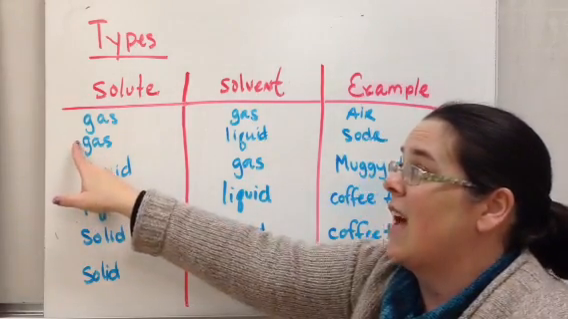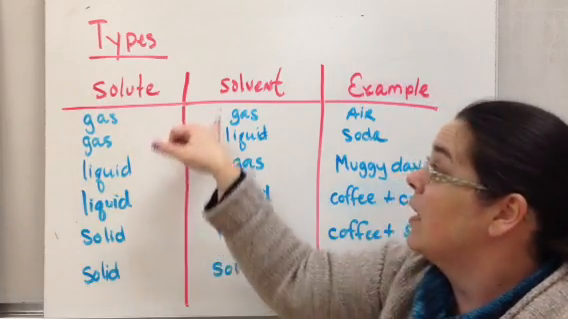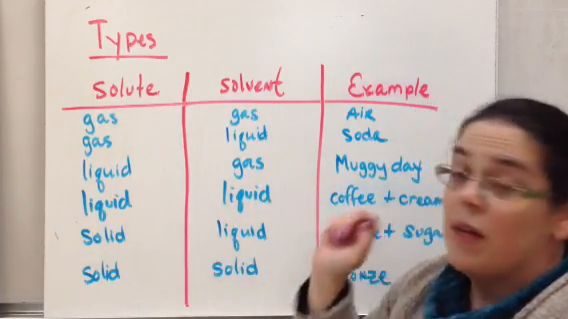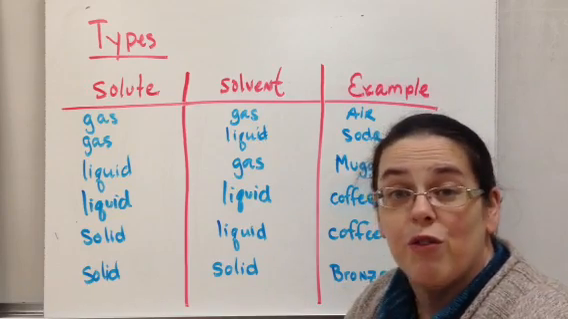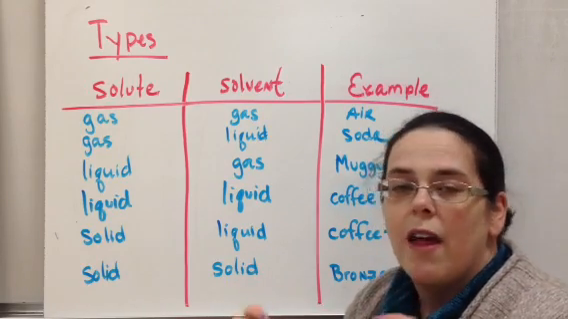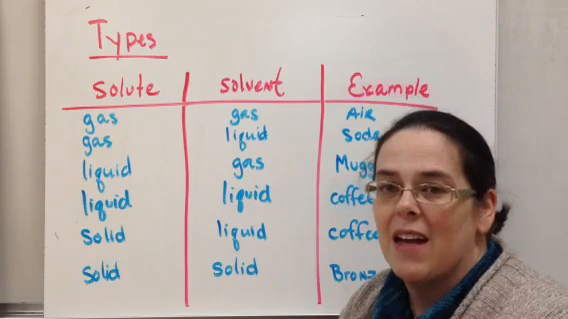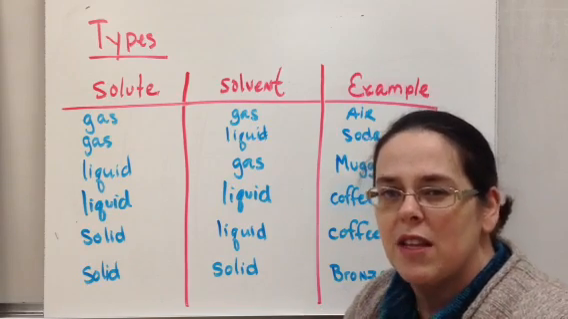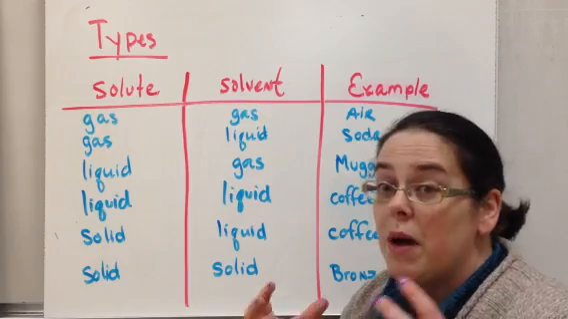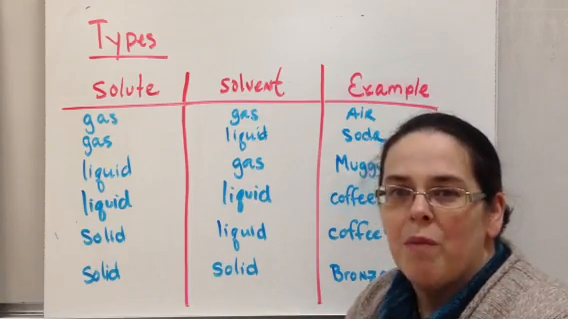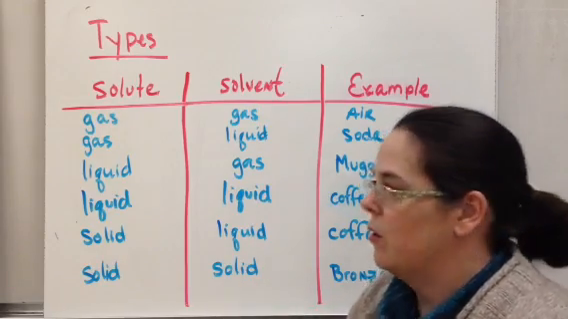Then you can have a gas as a solute and a liquid as a solvent. An example of that is soda. So when you open your soda, you hear that effervescent sound. That sound is caused by the gas escaping from the liquid. You don't see all of the gas because it's invisible, but afterwards you see the bubbles. They're coming up from the soda. They've been dissolved in the soda.